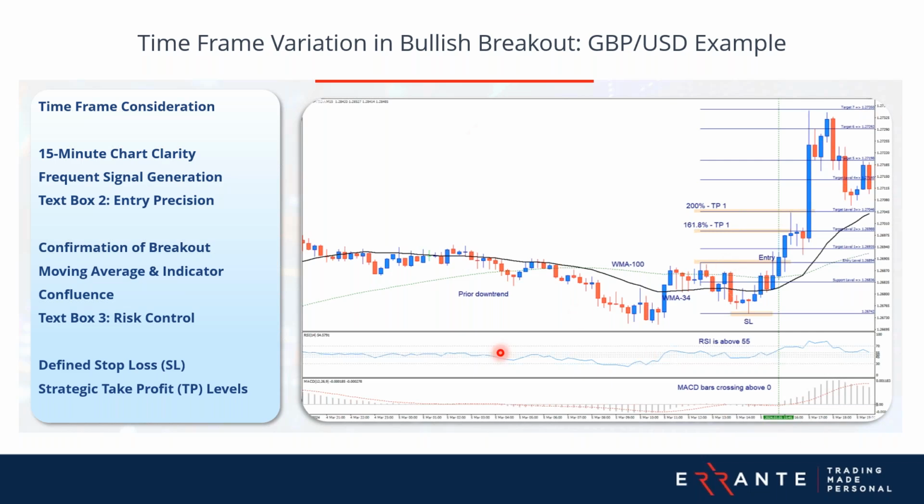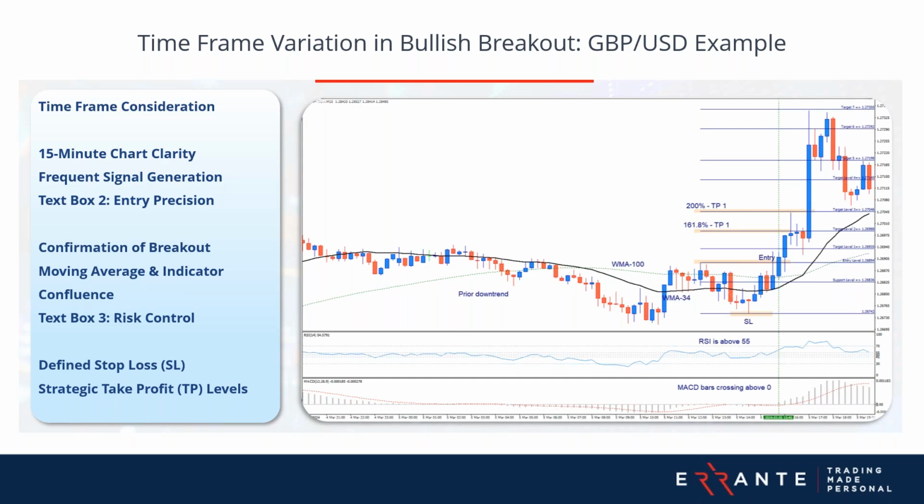In this example, as you can see, the precise entry point is crucial. The strategy waits for a clear confirmation of the bullish breakout, which is indicated by the price closing above both the 34-period weighted moving average and the 100 WMA. Confirmatory signals are bolstered by the RSI remaining above 55, signaling sustained buying pressure, and the MACD bars crossing above the zero, confirming the trend's momentum.